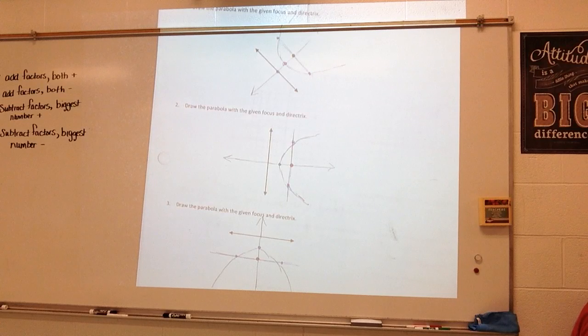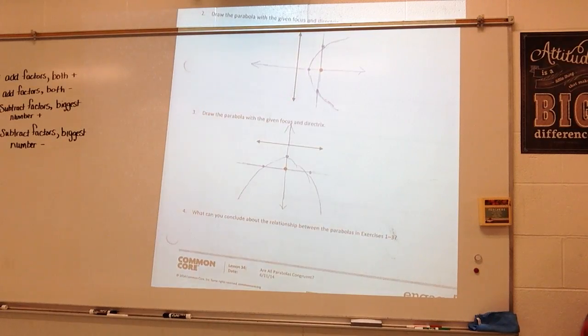What two geometric objects determine the set of points that form the parabola? Well, a point called the focus, and then a line called the directrix. That's how I figure out my parabola.